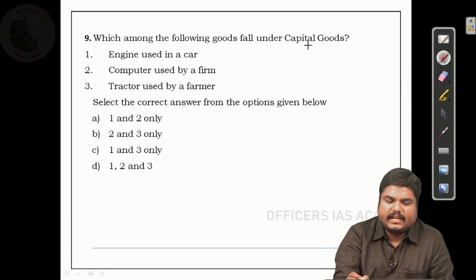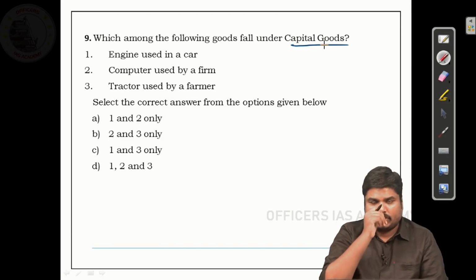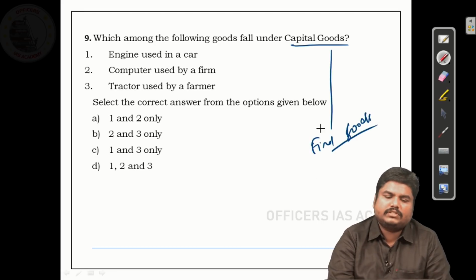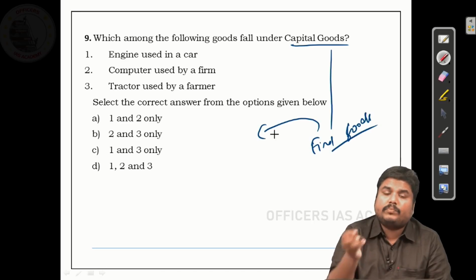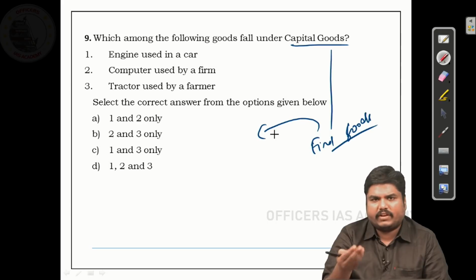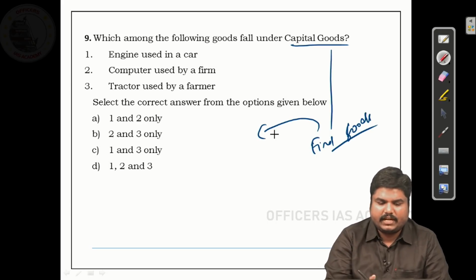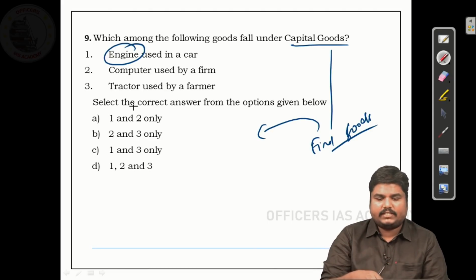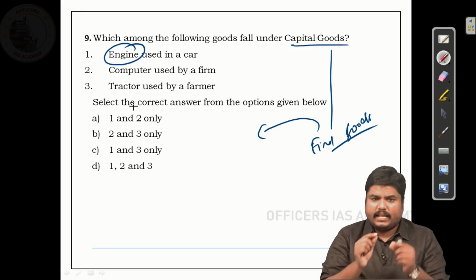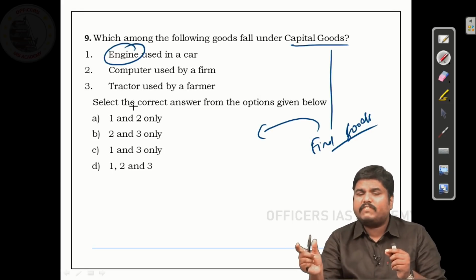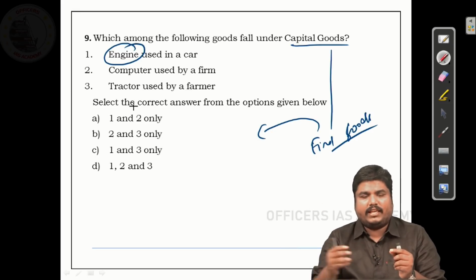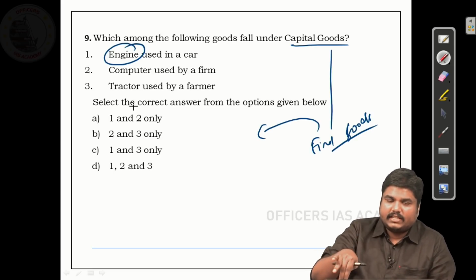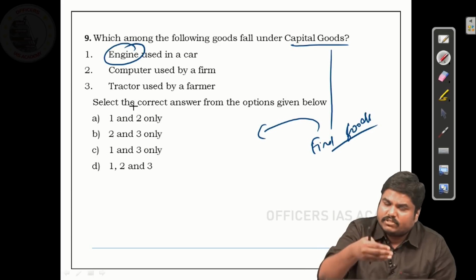Right. So this 9th question is regarding capital goods. We all know capital goods are final goods which are used to produce some other goods. So engine used in a car is an example of an intermediate good. That engine is not used to manufacture a car. Engine is a part of the car. Engine separately is not used to manufacture the car, right? So engine used in a car is an example of an intermediate good that comes along with the car.